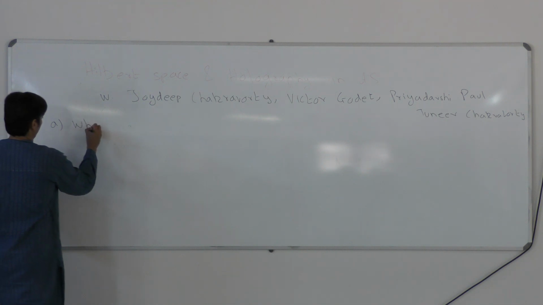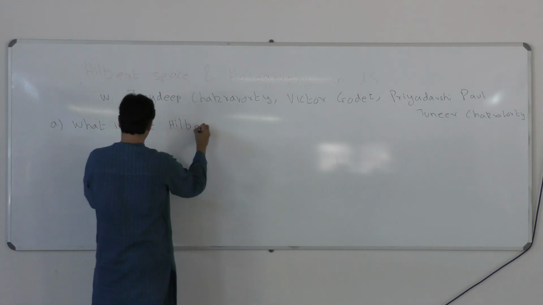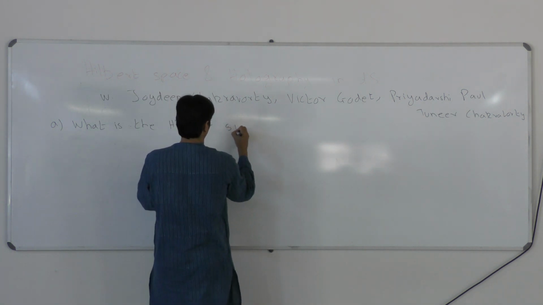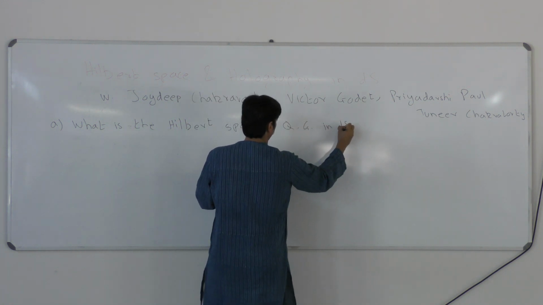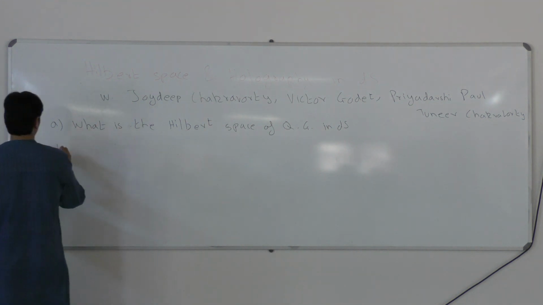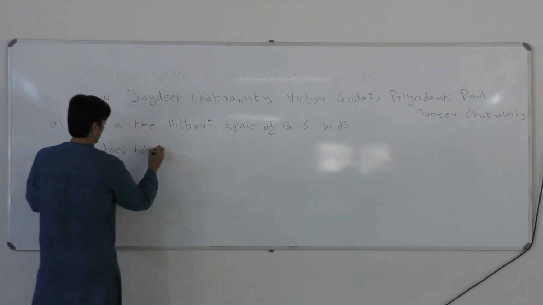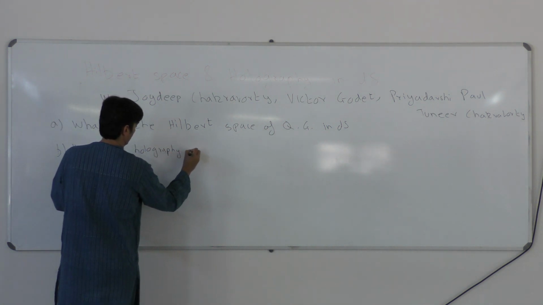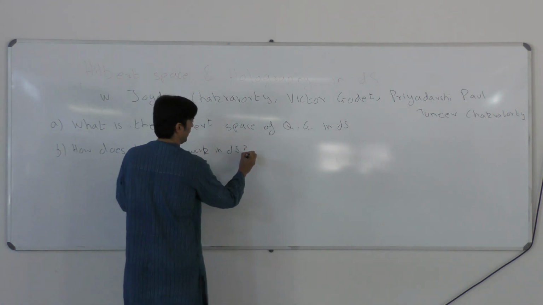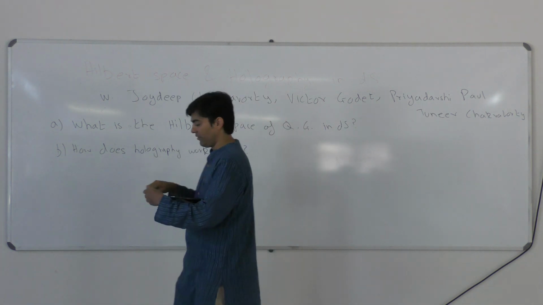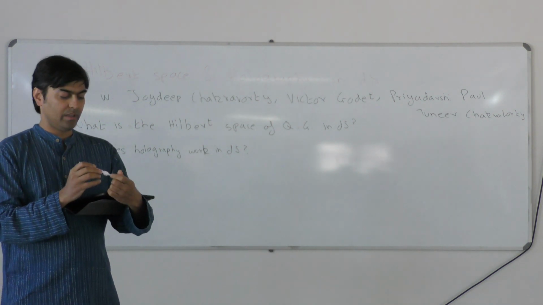So the first question is, what is the Hilbert space of quantum gravity in this area? And I'll explain these questions. I don't expect them to be self-evident. And the second question is, how does holography work? And I'll explain what both these questions are, because neither of these questions is commonly considered, although I think that they're extremely interesting and we should spend much more time thinking about them.